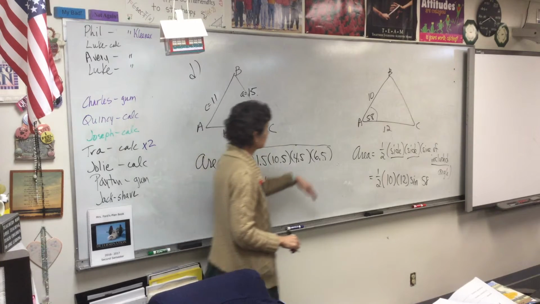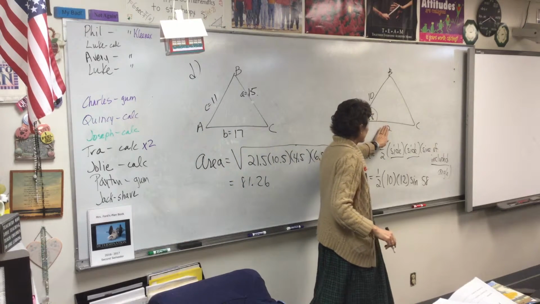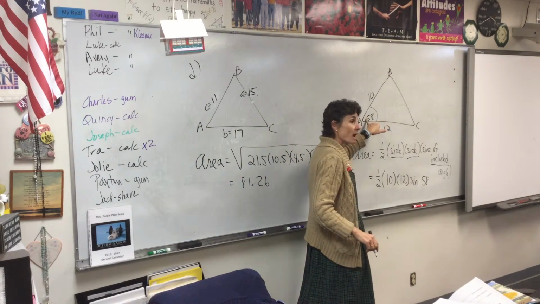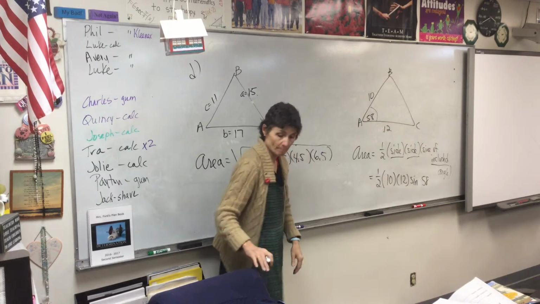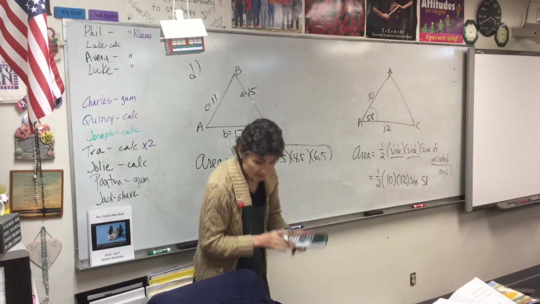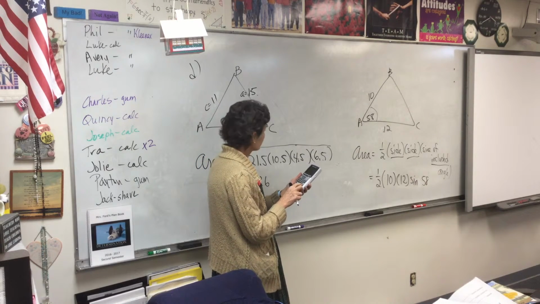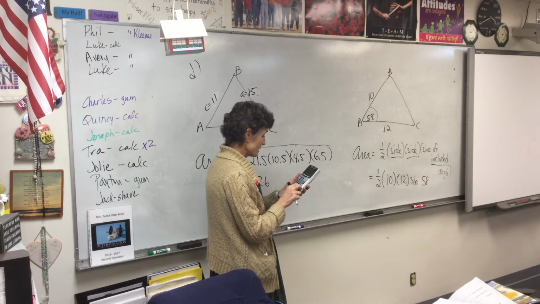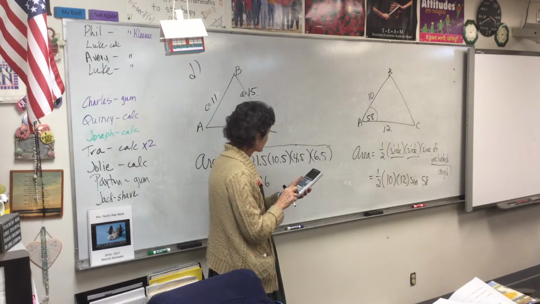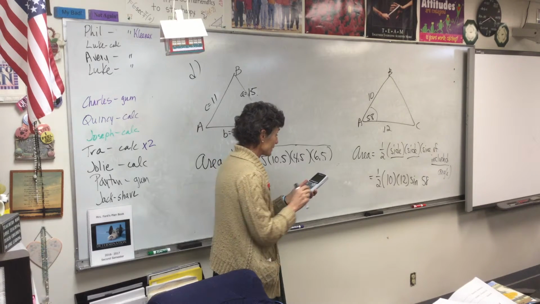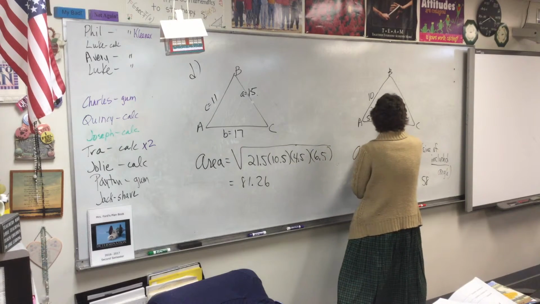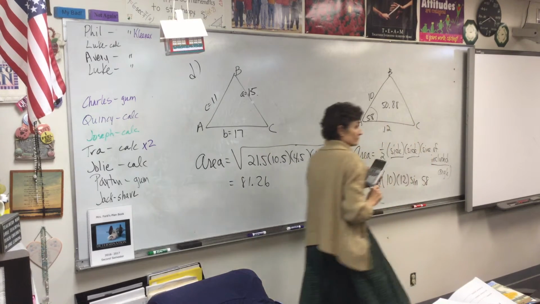It's 1/2 side times side times sine of the angle in between them. So there is 0 work to show. It's 1/2 times 10 times 12 times sine 58. That area is 50.88.